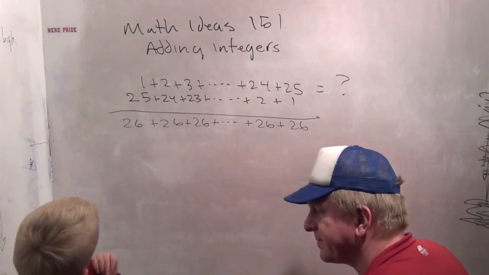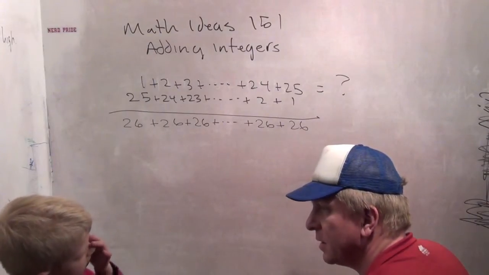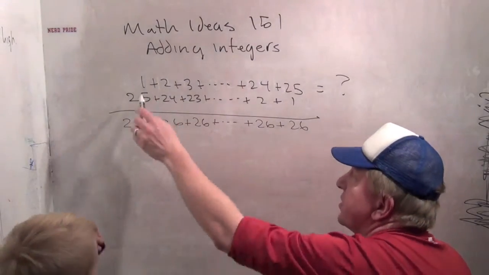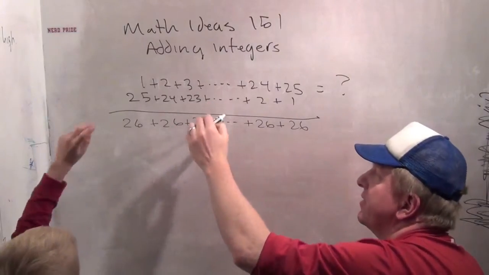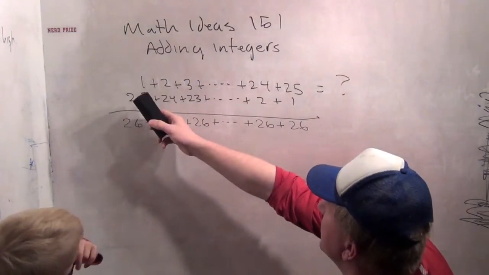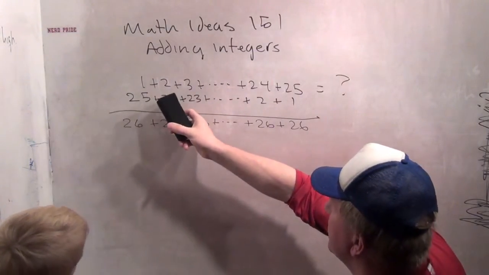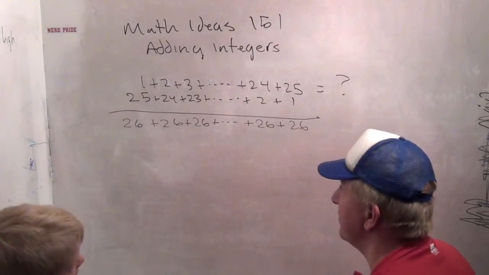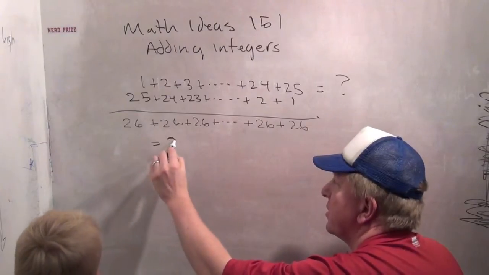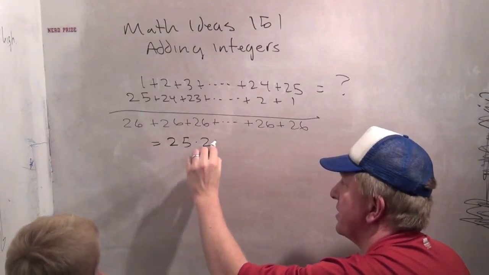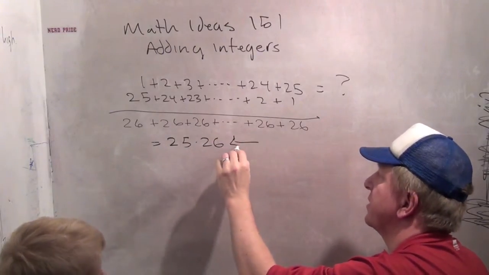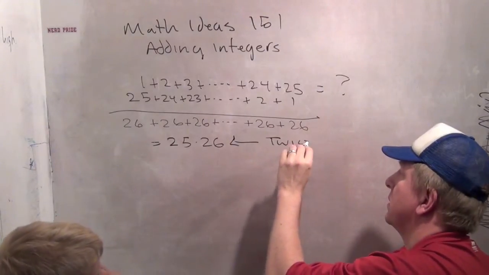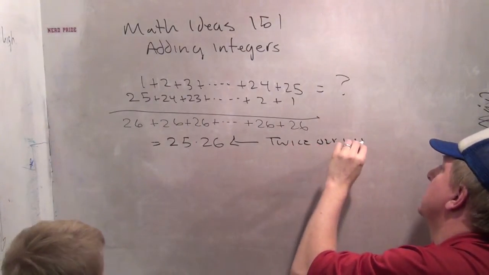Well, we have one for each column we would have added together. So the question is, how many numbers are there? If you start at 1, 2, 3, and you go all the way up to 25, how many numbers do you have? There's 25. So this is the same as 25 times 26. And remember, this is twice our number.